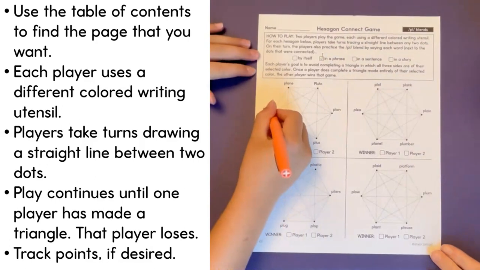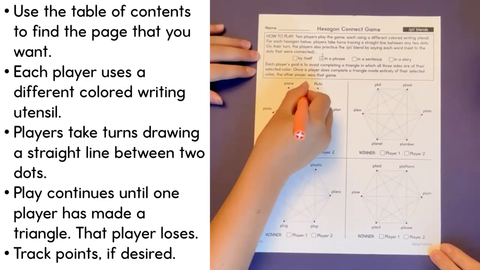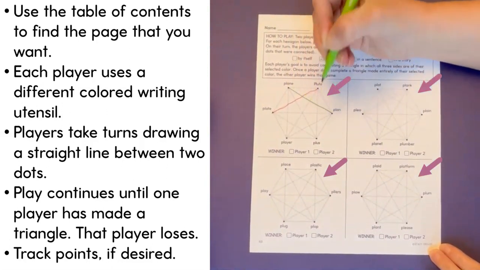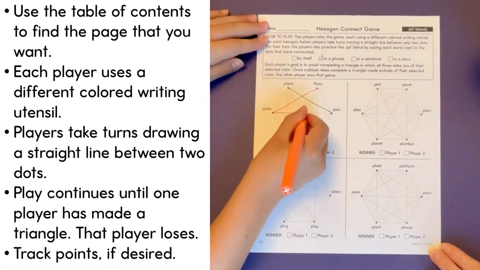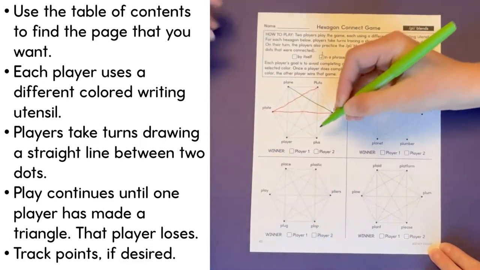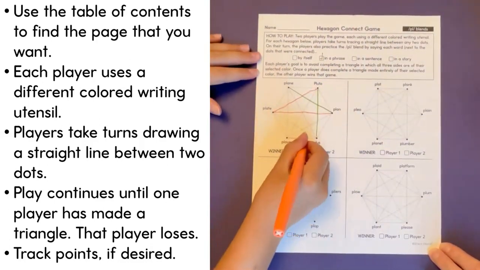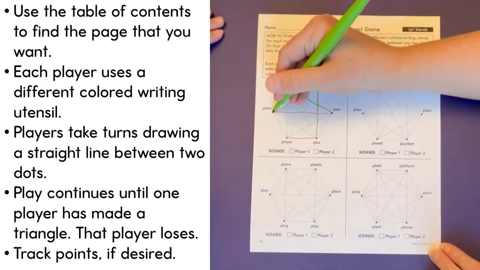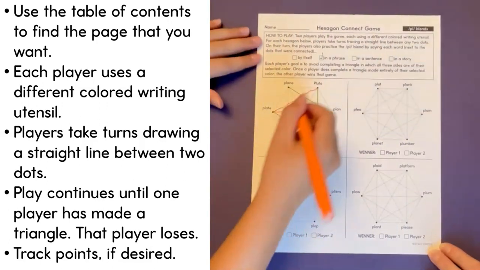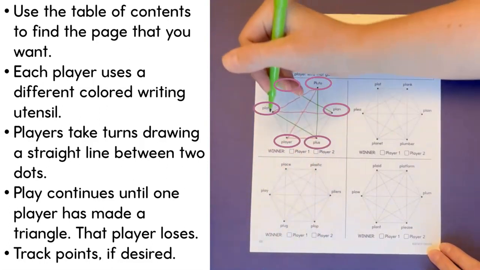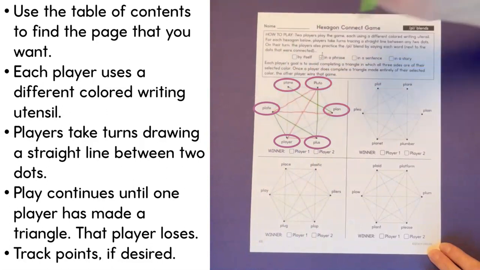This is a 2-player game and there are 4 hexagons or 4 games per page. Each player uses a different colored writing utensil, such as a marker, colored pencil, or crayon, and players take turns tracing a straight line between any 2 dots on the hexagon. On each turn, players also practice the target sound by saying the words next to the dots that were connected.